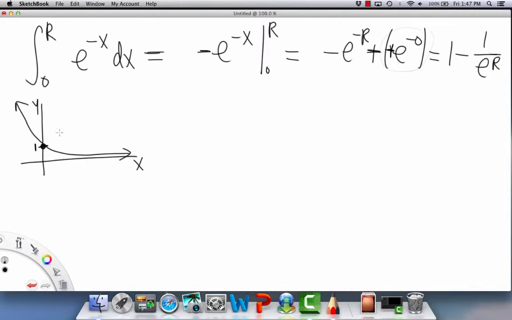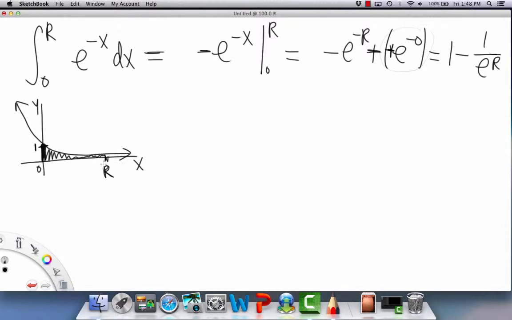We were doing it from 0, so here's 0. We're starting here, this is our left endpoint, and we're integrating to, let's say, r here, just some random number. This is what we just calculated: the area underneath the curve all the way to r. This is our 1 minus 1 over e to the r.